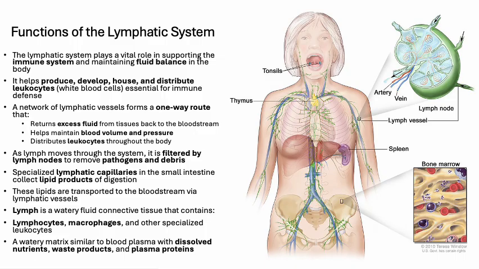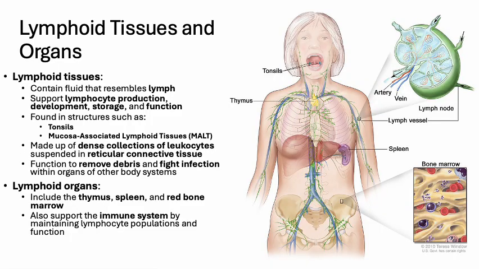The lymphatic system also contributes to digestion. In the small intestines, specialized lymphatic capillaries called lacteals collect lipids from digested foods. These lipid products are too large to enter the blood capillaries, so they are carried through the lymphatic system and eventually released into the bloodstream. The fluid itself, lymph, is similar to plasma. It contains immune cells along with nutrients, waste products, and proteins, making it a connective tissue that plays multiple supportive roles in the body.